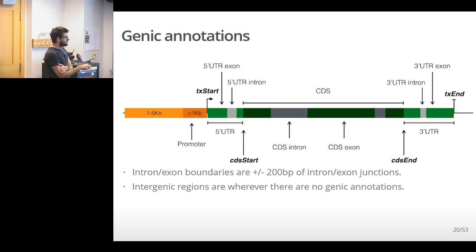So not pictured in this complicated graphic is we included intron-exon boundaries, and those are defined as plus or minus 200 base pairs between or around the junctions. And then we have the intergenic regions, of course, which are where there are no genic annotations.